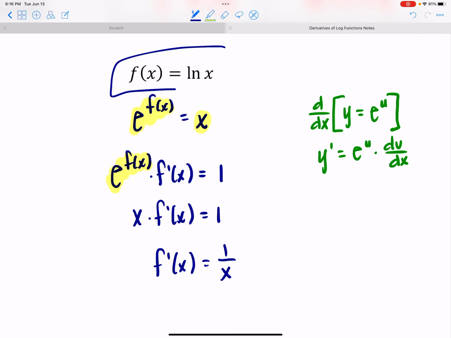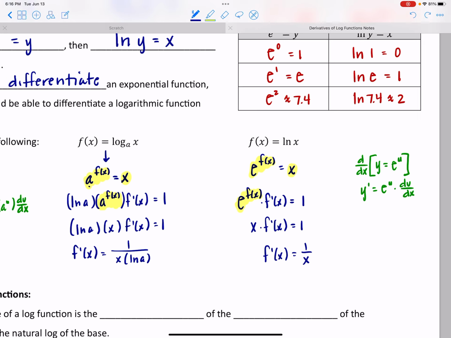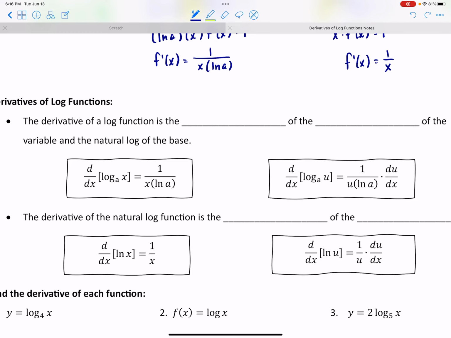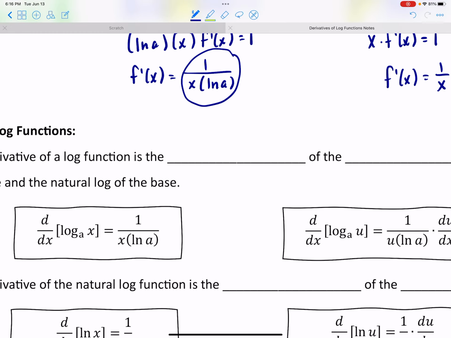So if your function is the natural log of x, its derivative is 1 over x, so just the reciprocal of x. So those are our derivative rules for log functions. The derivative of a log function is, we're going to call this, the reciprocal of the product of the variable and the natural log of our base. So the product of the variable and the natural log of our base would look like this. Its reciprocal would be 1 over that thing. And so that's how we're going to describe that here.